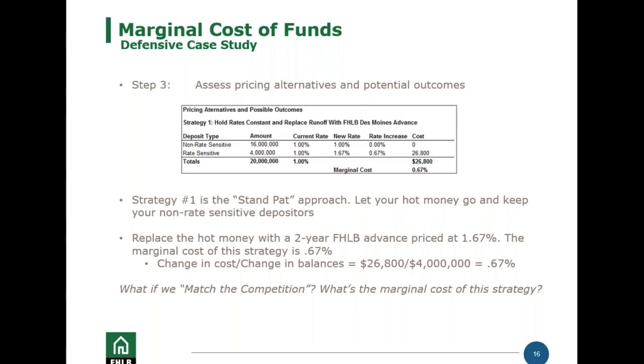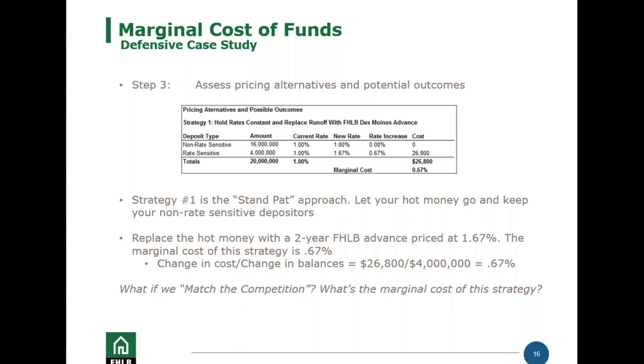If we dive into strategy 1, you will see that the cost of standing pat results in a marginal cost of just 67 basis points. Why is that the case? Well, you didn't pay your non-rate sensitive depositors the higher rate. They're standing pat at 1%. Thus, there is no change to your interest expense for this segment of the balance, or $16 million. Secondly, you replaced your rate-sensitive balances, the $4 million, with an FHLB advance priced at 1.67%.